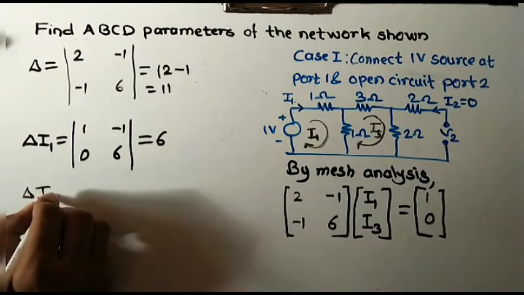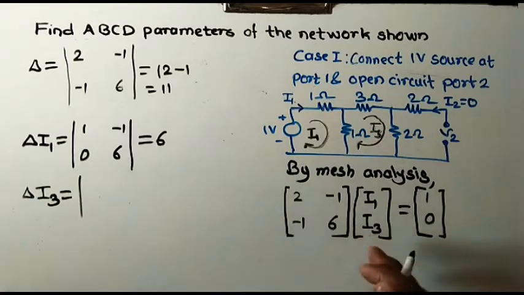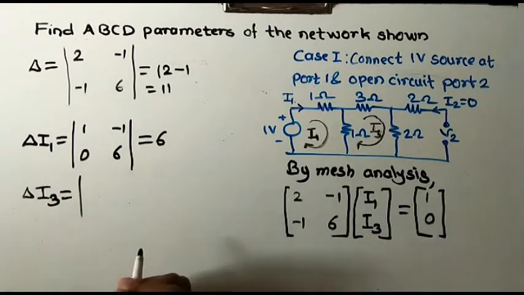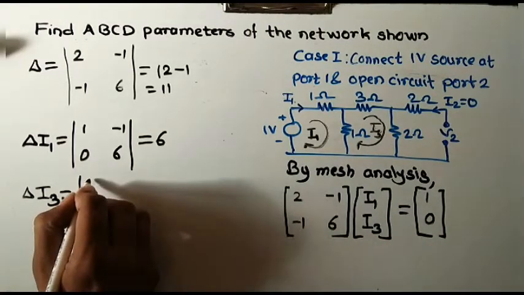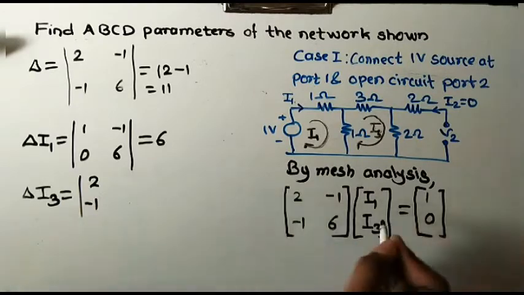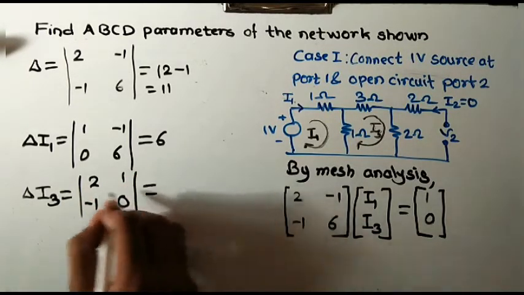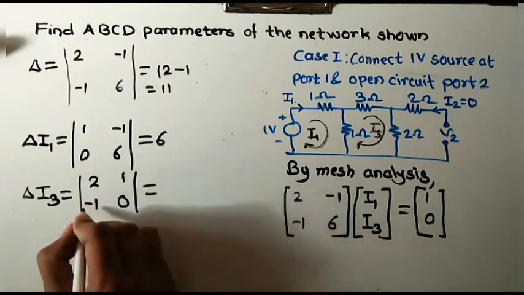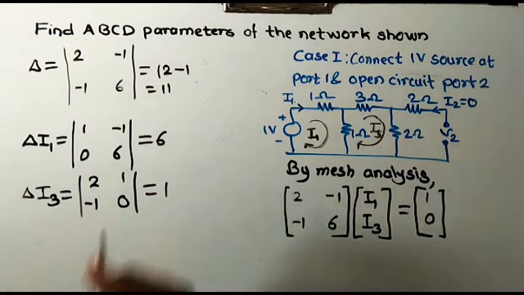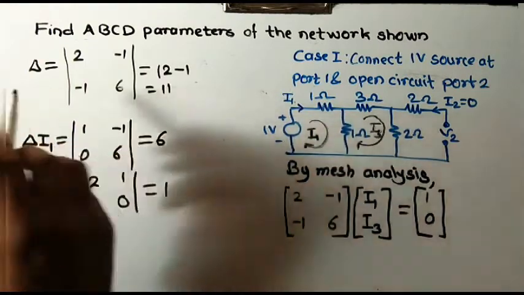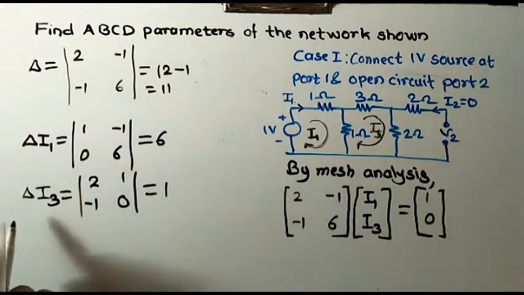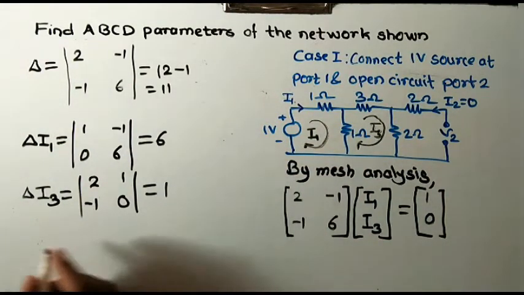And let delta I3 be for the third current. Now we will replace this column by this value, so we'll get 2 and minus 1, and we are replacing this with 1 and 0, so it is 2 into 0 minus times minus 1, that is plus 1. So we got delta I1 and delta I3.